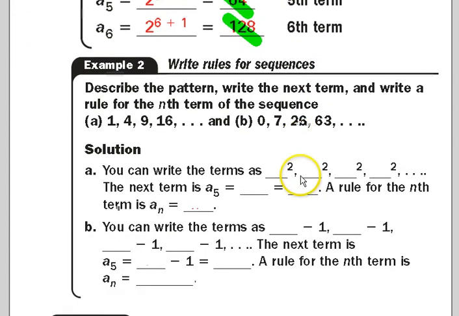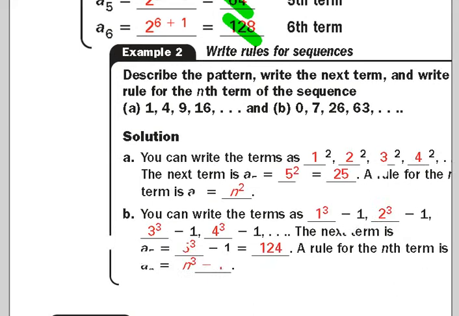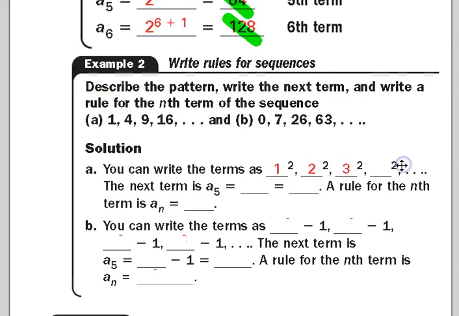Okay, over here, describe the pattern, write the next term, and write a rule for the nth term. So in this case, we see 1, 4, 9, 16. Well, some of you may recognize that those are perfect squares. 1 squared is 1, 2 squared is 4, 3 squared is 9, 4 squared is 16, and so on. So that means the next term is going to be 5 squared, which is equal to 25. So a rule for the nth term in closed form is n squared. In recursive form, that's going to be a little bit difficult, but it can be done, but we're not going to focus on that.